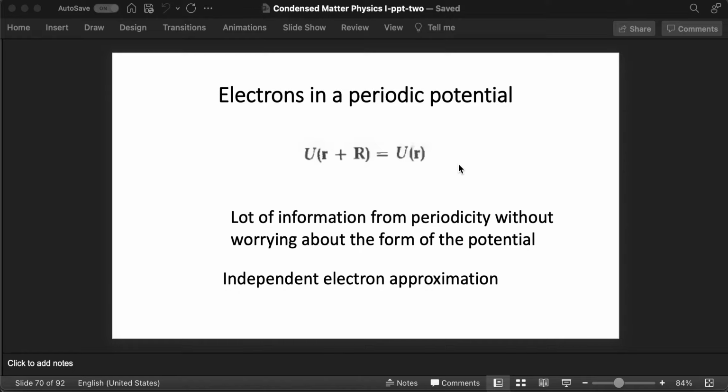But we will continue to work in the independent electron approximation. That is, we are still considering that one electron does not interact with other electrons. So that means that to study a solid, all I need to do is study one electron. Then all the properties I'll just multiply by N, the total number of electrons, and I will get the full property of the solid. That may not be the correct picture, but that is the solution that you have to do in the independent electron approximation.